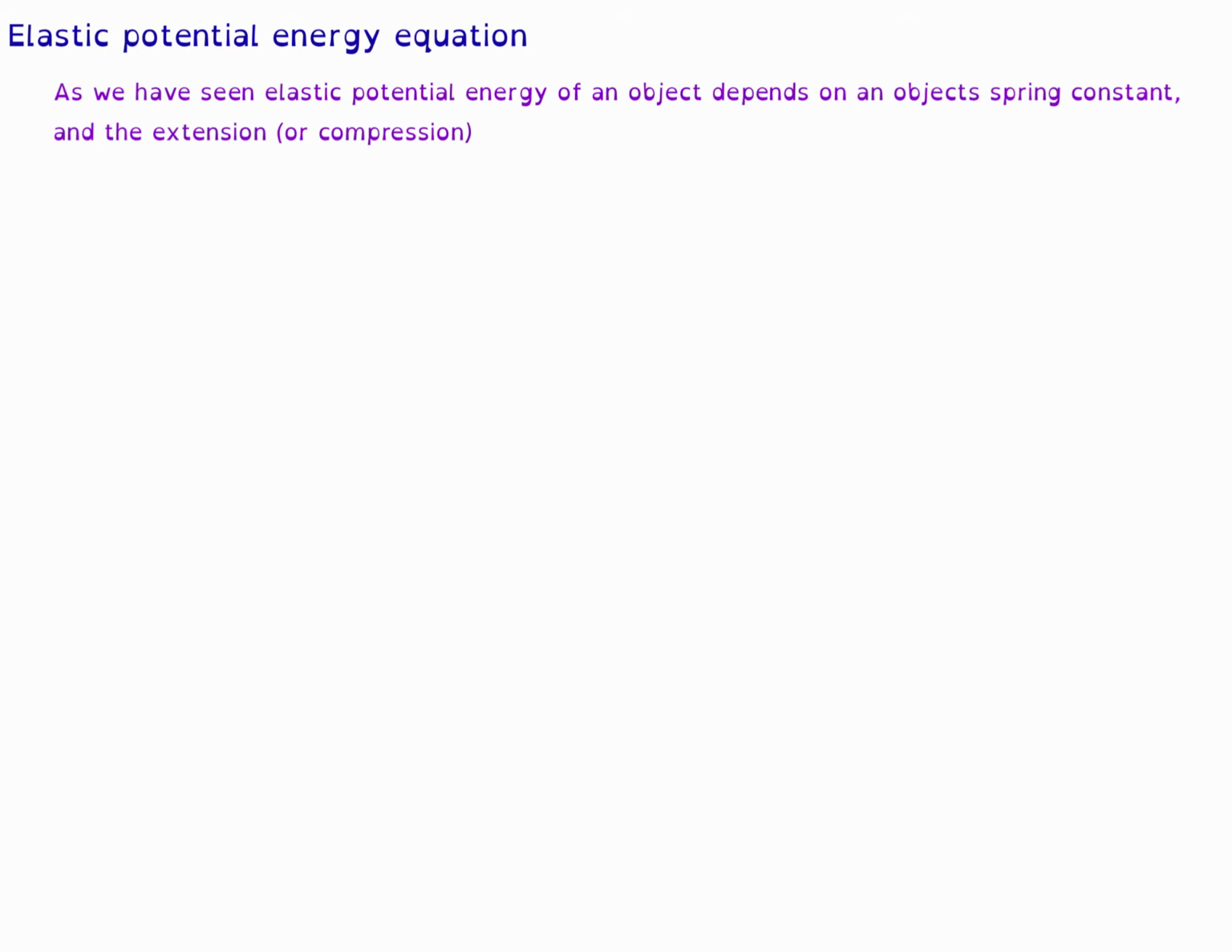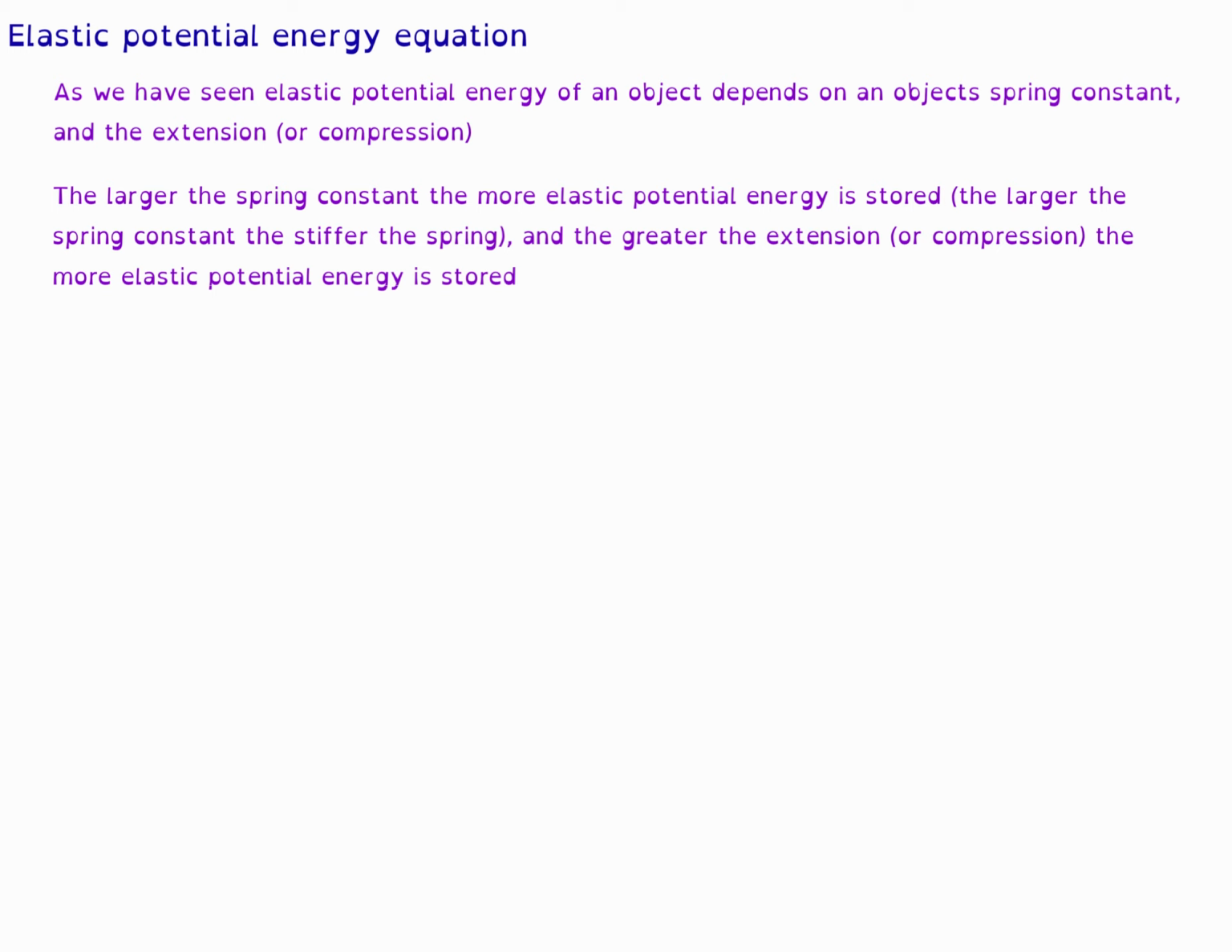As we have seen, elastic potential energy of an object depends on the object's spring constant and the extension or compression. The larger the spring constant, the more elastic potential energy is stored. The larger the spring constant, the stiffer the spring. And the greater the extension or compression, the more elastic potential energy is stored.